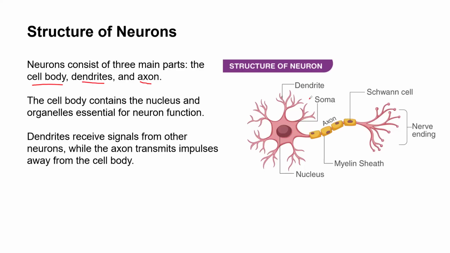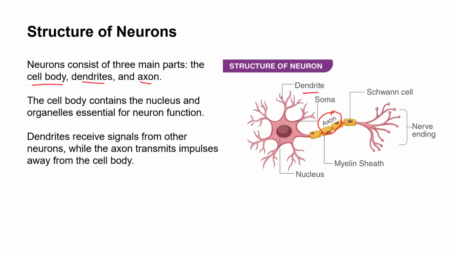You can see clearly from the structure, this is the dendrites. This is, of course, the axon. We have dendrites, we have the axon, and then we also have the cell body. The cell body contains the nucleus and the organelles that are essential for neural function. So the cell body is the part of the neuron that contains the nucleus and the organelles of the cell that are important for the essential functions of the neuron cell.